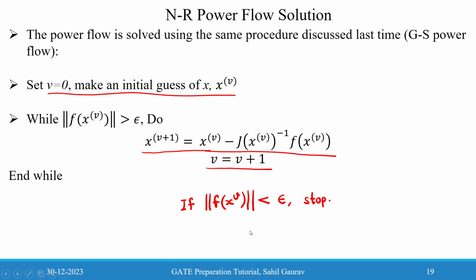For multivariable, you have to take the least square method or infinity. There are some techniques to normalize this function, and you have to compare the calculated value with the tolerance value. We have discussed in the Gauss-Seidel load flow method the methods for multivariable, how you can find the least square norm.